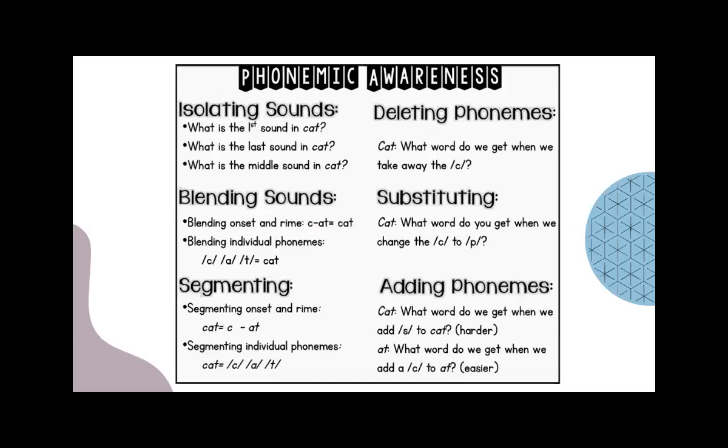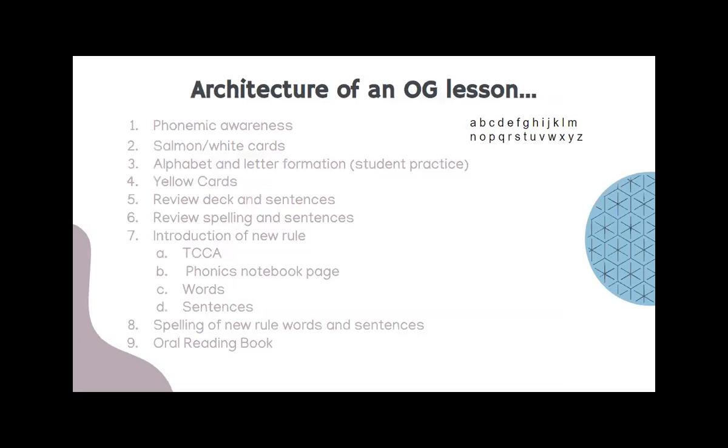Again, just a review of phonemic awareness. This is a great little chart that gives you little examples of what you can do. So what is the first sound in cat? And that would be the k. What is the last sound in cat? T. What is the middle sound in cat? And that's the a, apple, a. So this is just some more examples on building phonemic awareness.